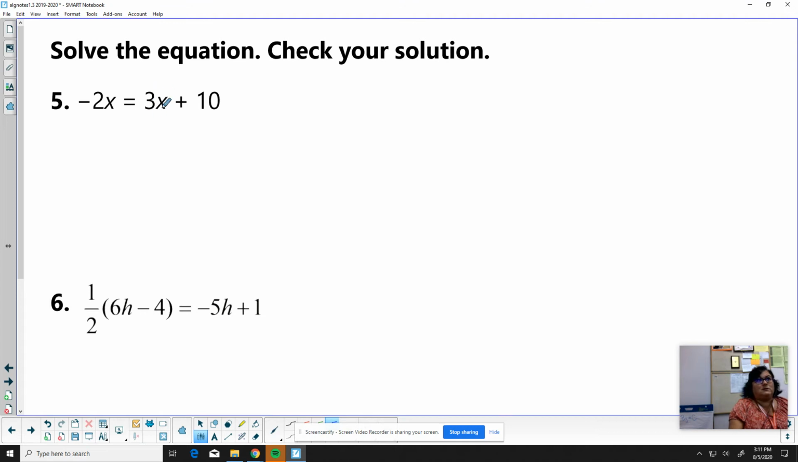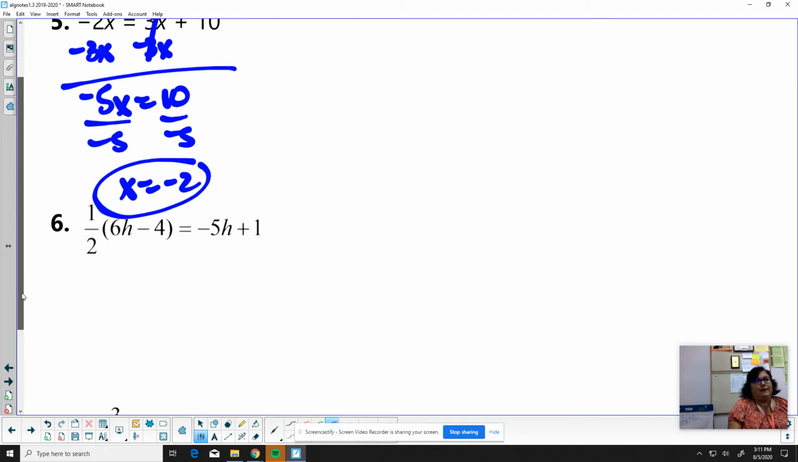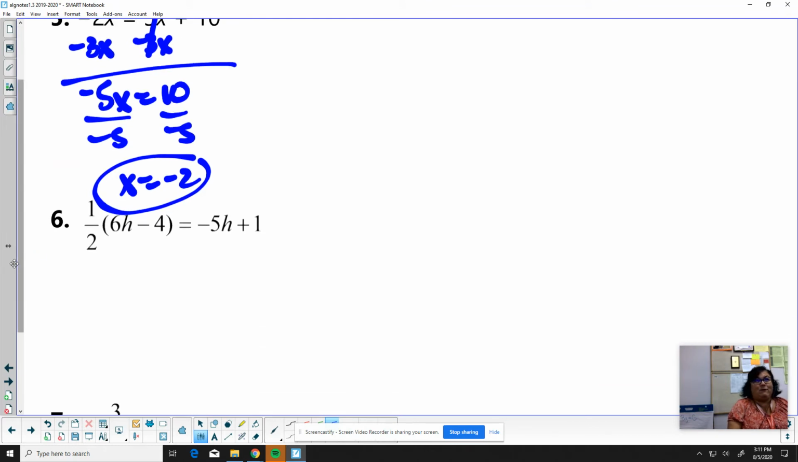So I want to subtract 3x on both sides because there's only one x over here. If I move plus 2x, then everything's on the right. And I can't divide because there's nothing over here on the left. So I want that x on that side. So that's negative 5x equals 10. And I divide negative 5 and I get negative 2. I hope you got that right. If you did, give yourself a pat on the back.